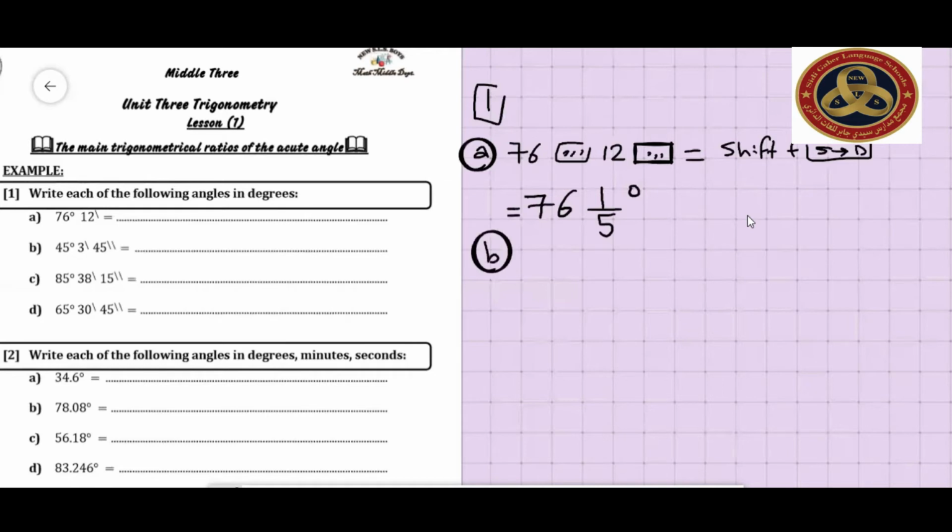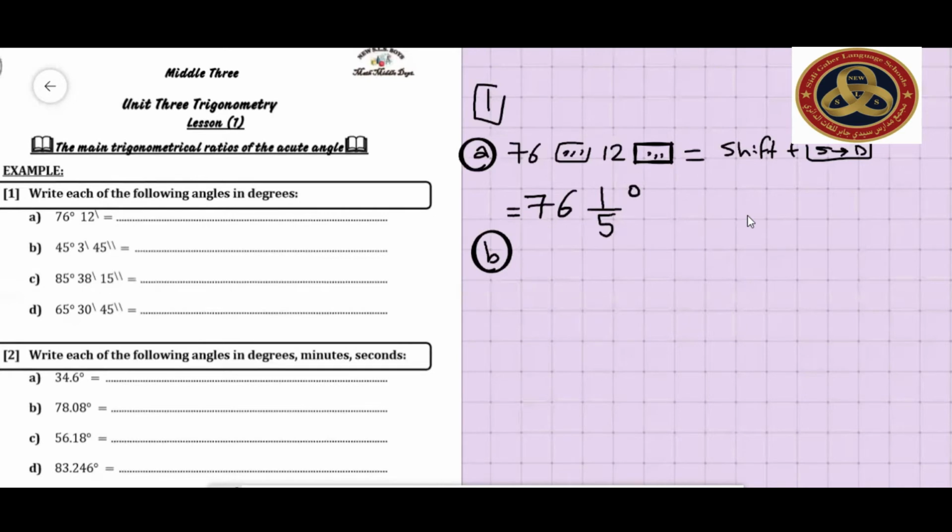You understand? Okay. The second one, by the same way, right? 45 degrees and 3 minutes and 45 seconds, and press equal. You get the same measure. Excellent. Shift S to D.